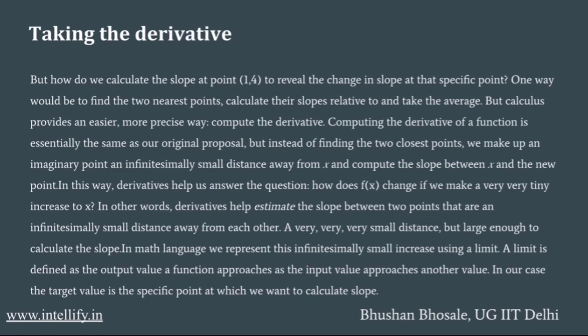Computing the derivative of a function is essentially the same as our original proposal. But instead of finding the two closest points, we make up an imaginary point an infinitesimal small distance away from R and compute the slope between R and the new point. In this way, derivative helps us to answer the question: how does f of x change if we have a very tiny increase to x? In other words, derivatives help to estimate the slope between 2 points that are an infinitesimal small distance away from each other, a very small distance but large enough to calculate the slope.